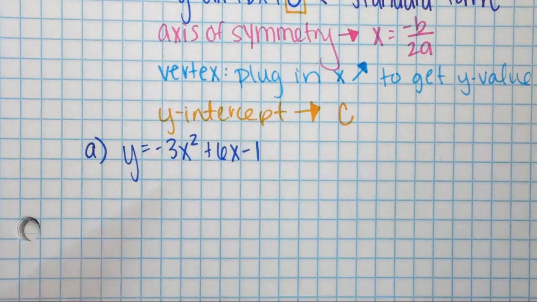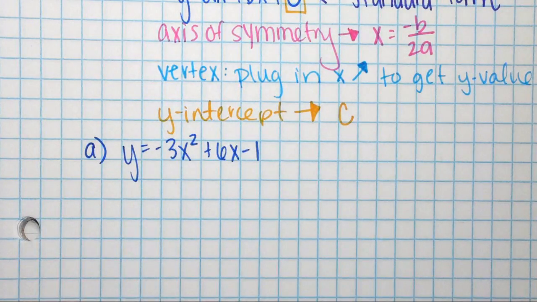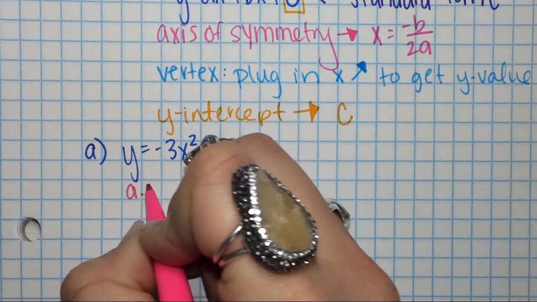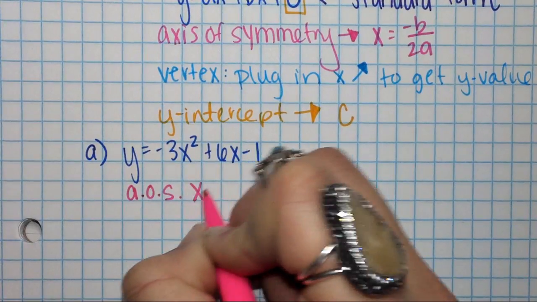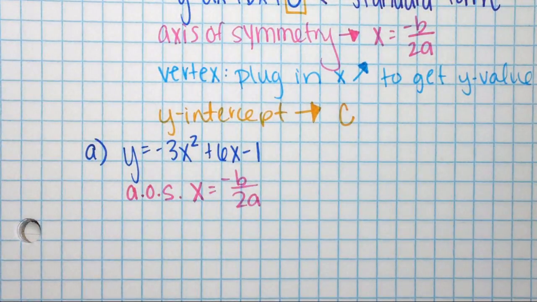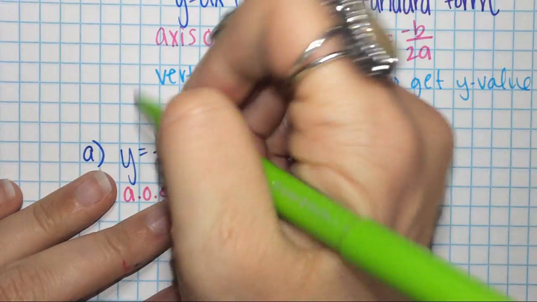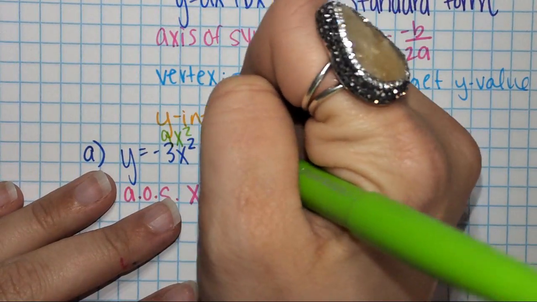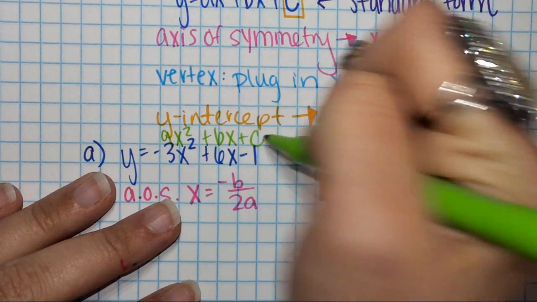All right, so what's the first thing we need to find? What's in pink? And x equals the opposite of b divided by 2 times a. Now, if you don't know what a, b, and c are, label above your quadratic every single time. It's ax squared plus bx plus c.